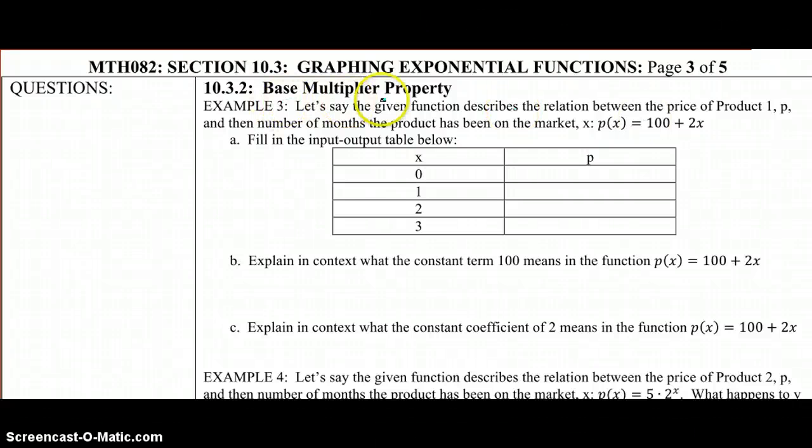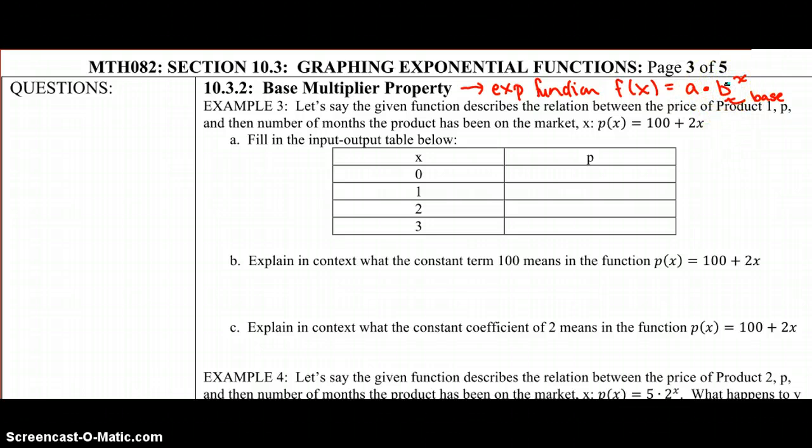So the base multiplier property. I've mentioned this word base multiplier several times, but we're going to see what we mean here more explicitly in some of the tables. So these exponential functions that we're looking at were f of x equals a times b to the x, where this b is the base of the exponential part of this term.